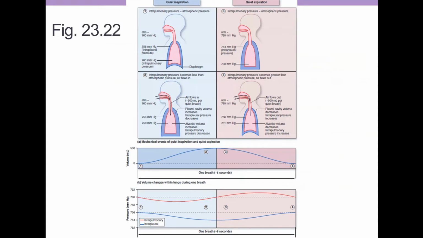All right, so now we are to this crazy diagram. Here we're looking at quiet breathing, and you're looking on the left at quiet inspiration and on the right at quiet expiration. You can see how the volume changes in your lungs, and you can see how the pressure changes in your lungs. And we're going to go through step 1, step 2 for inspiration, and then step 3 and step 4 for expiration.